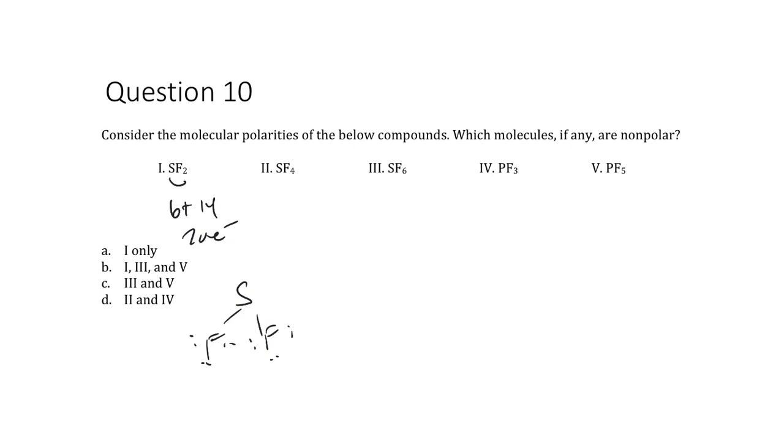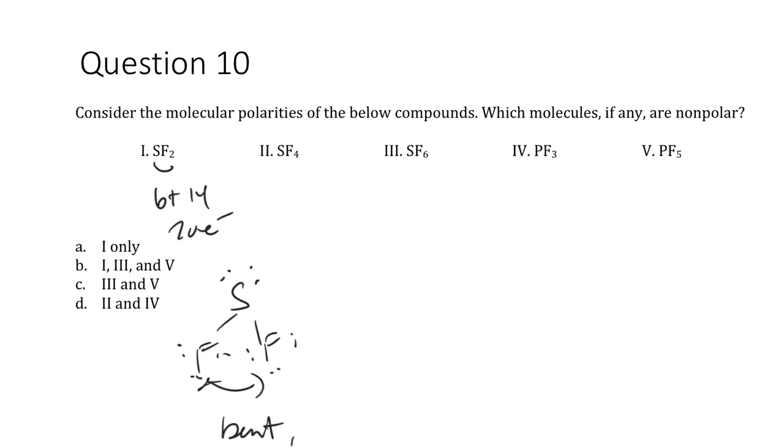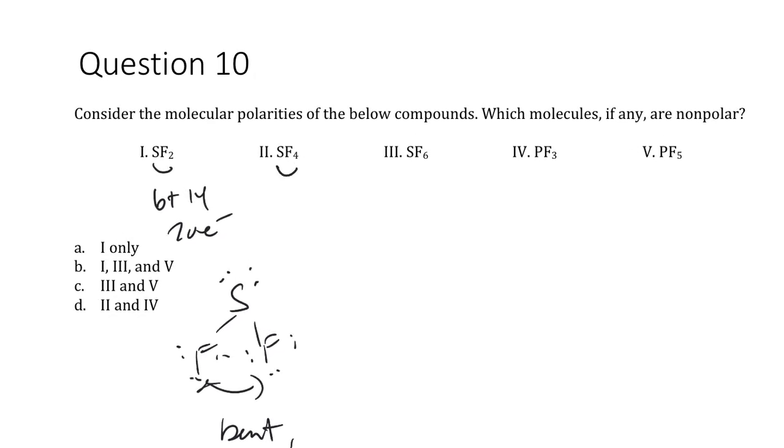16 electrons tied up between the F's, and then 2 lone pairs here. So this is just like water. This is going to be bent, so this is going to be polar. SF4 looks like sulfur, so 6 plus 28 is 34 electrons. So this is going to be sulfur, fluorine, fluorine, fluorine, fluorine.